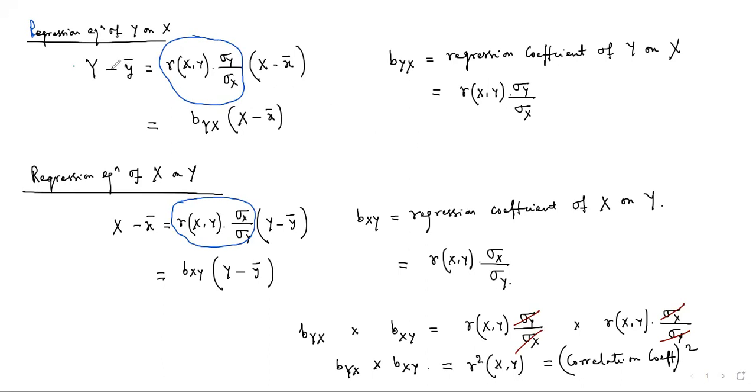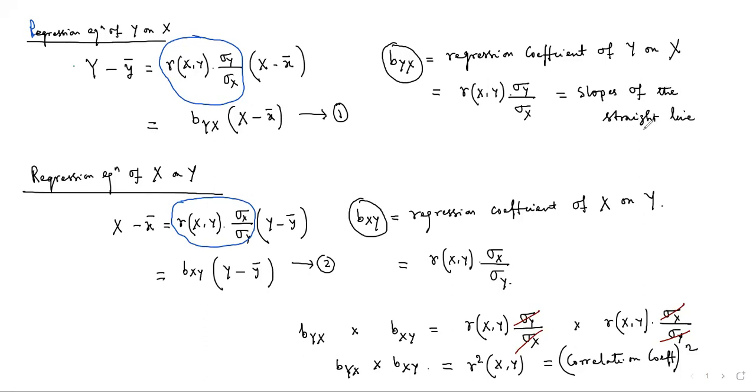And in this particular case, if I name this equation as 1 and this equation as 2, these are actually straight line equations. And in straight line equations, these regression coefficients denote the slopes of the straight line. Here also it is a slope of the straight line. This is another important observation in this particular case.